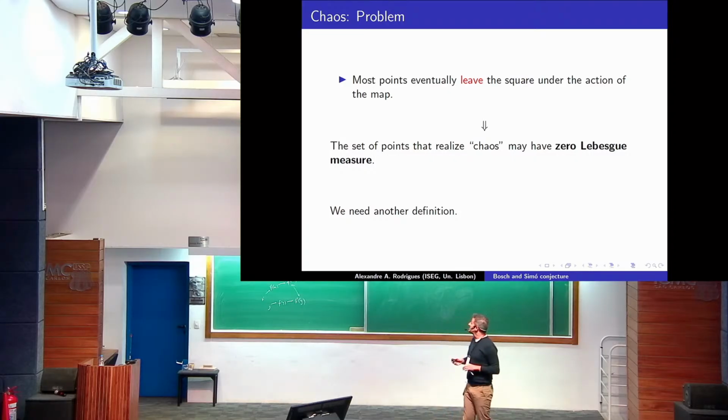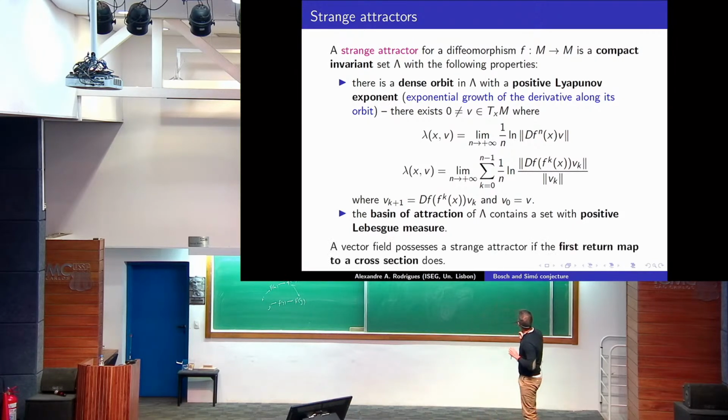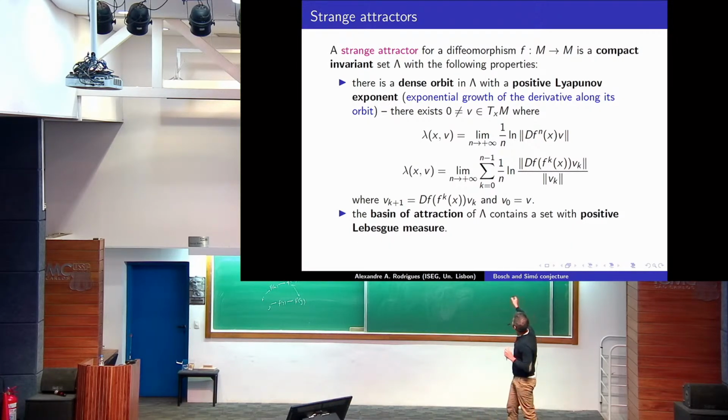Okay? So let's improve the definition. And I'm going to use the definition of strange attractor. Basically, I'm going to use the definition of Ruelle and Takens, and the definition is the following. Suppose that I have a diffeomorphism. What is a strange attractor?